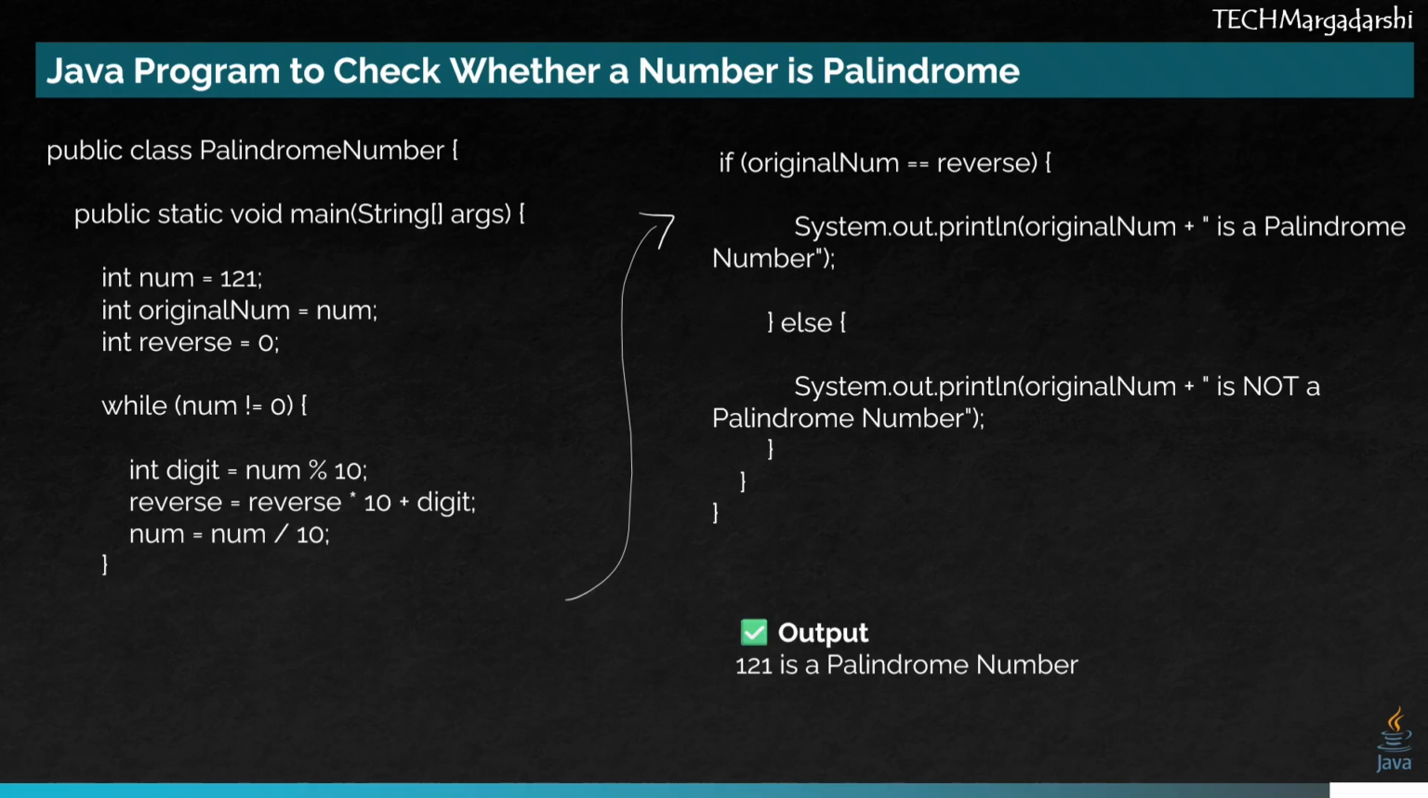After reversing the number, we compare the original num with the reverse value. If both are equal, the number is a palindrome. Otherwise, it is not a palindrome. In this example, 121 and its reverse are the same. So the output will be 121 is a palindrome number. This program is commonly asked in Java coding interviews and helps strengthen number manipulation logic.